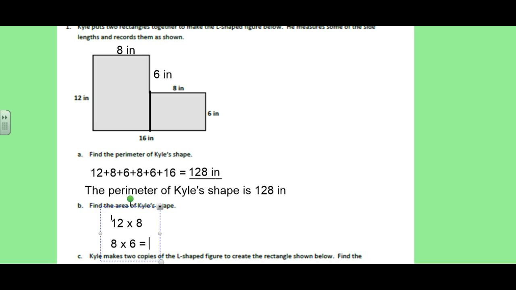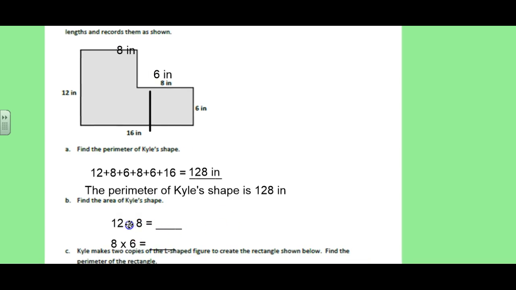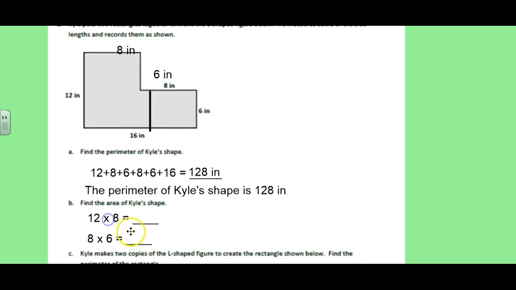And then once we have those solved, we will have to add those two areas together to find the total area of his entire shape. So what I want you to do right now is to solve 12 times 8, which is also like 8 times 12, and solve 8 times 6, add those two numbers together, and then answer the question for what the entire area of his shape is.